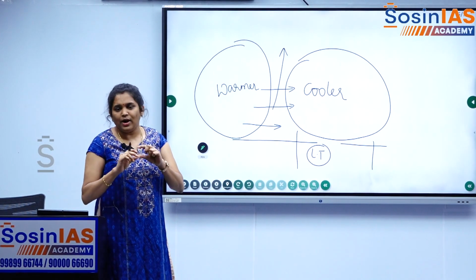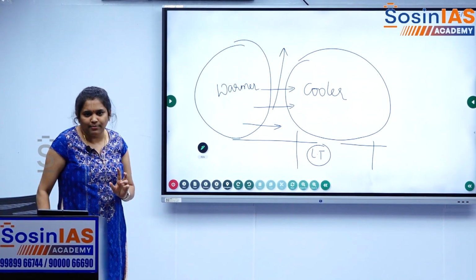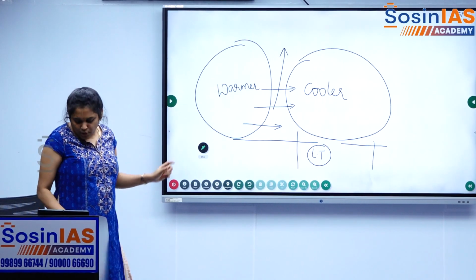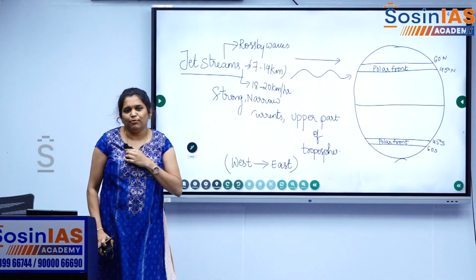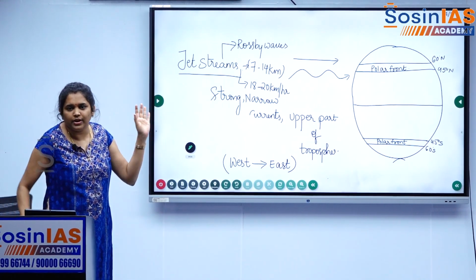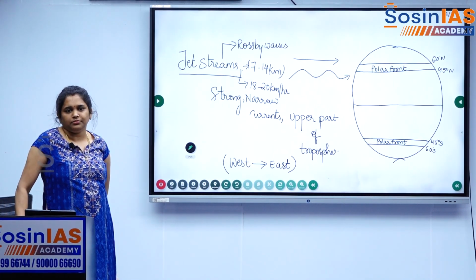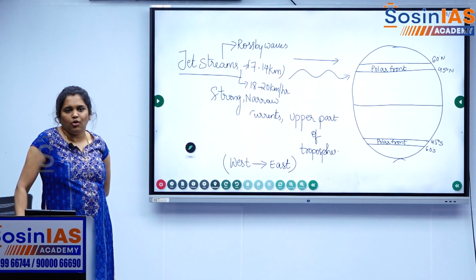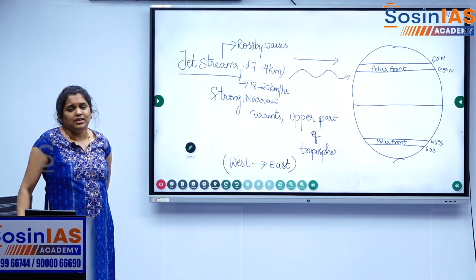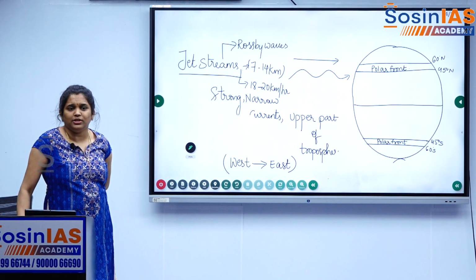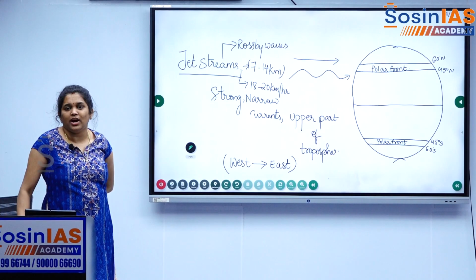Getting it? So you have a subpolar low pressure belt here. Within that subpolar low pressure belt itself, you will have this polar front jet stream blowing. Okay? Clear everyone? Whenever there is high temperature on land, it will lead to low pressure in the atmosphere, but it doesn't mean that low pressure in the atmosphere leads to high temperature on land.